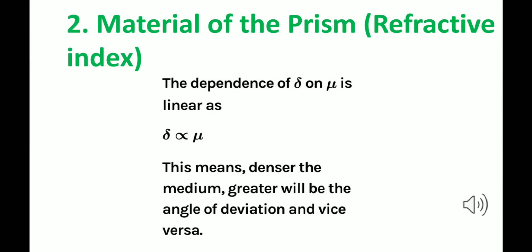The next point on which the angle of deviation depends is the material of the prism. That means the refractive index of the material. The dependence of the angle of deviation on refractive index is linear. That means directly proportional. This means the denser the medium, the greater the angle of deviation. The rarer the medium, the lesser the angle of deviation. Increase in the angle of deviation will tell that the medium is denser, and decrease in the angle of deviation will say that the medium is rarer. So we move further.